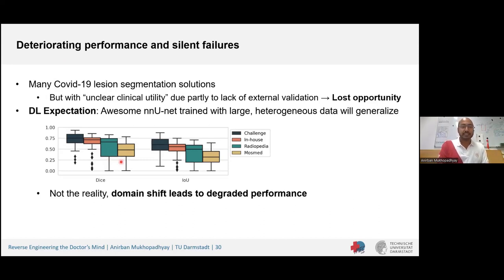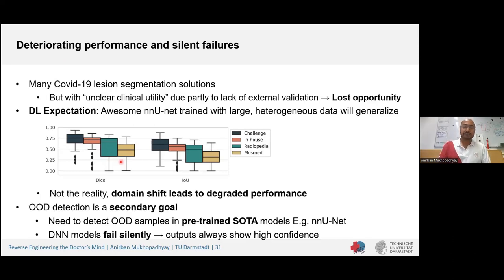Now, the thing though is that out of distribution detection is always a secondary goal for any of these algorithms. So a lot of research focuses on: let's train our out of distribution model on data and show that it's a great out of distribution model. That's not really realistic, in the sense that primarily we want a better segmenter. Out of distribution is just something to ensure that we are detecting when the models fail silently. But really the problem is that outputs always show high confidence.